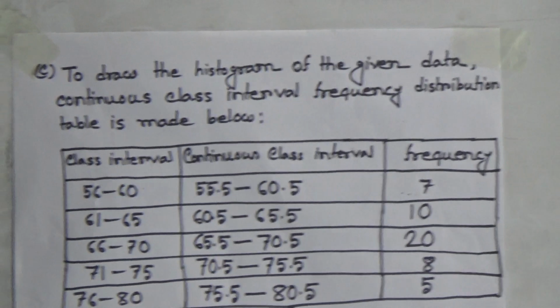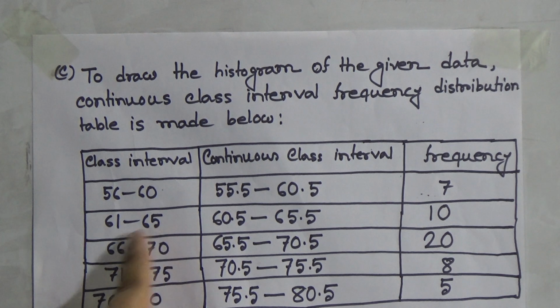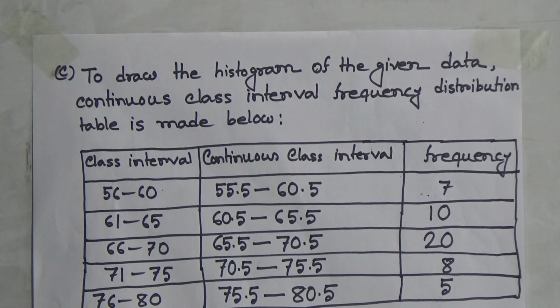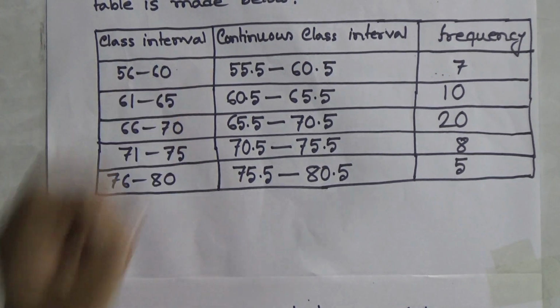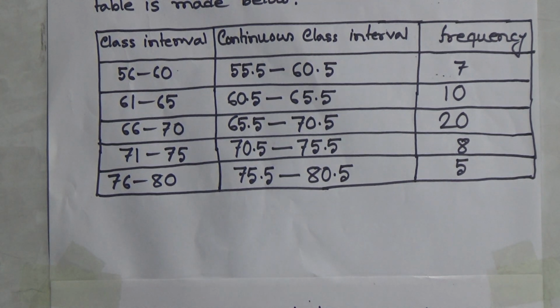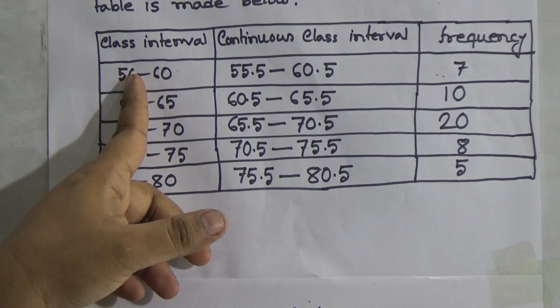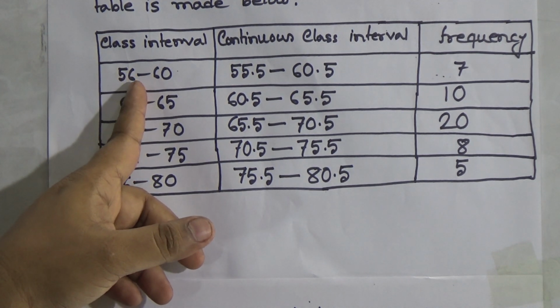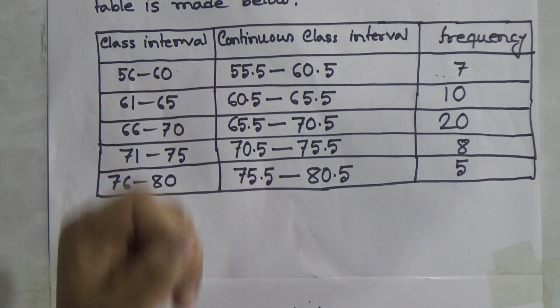So at first we write this class interval here: 56 to 60, 61 to 65, 66 to 70, 71 to 75, 76 to 80. Now how can you make a continuous class interval? My dear student, we subtract 0.5 from 56 and add 0.5 with 60. I repeat, we subtract 0.5 from the first number, that means the initial number, which is 56. If we subtract 0.5, then it will be 55.5. If we add 0.5 with 60, then it will be 60.5.